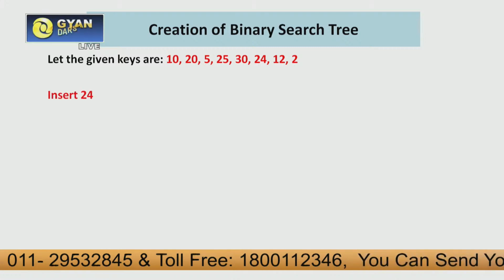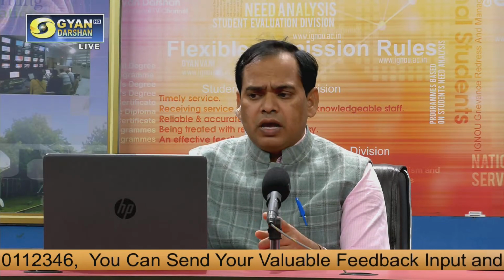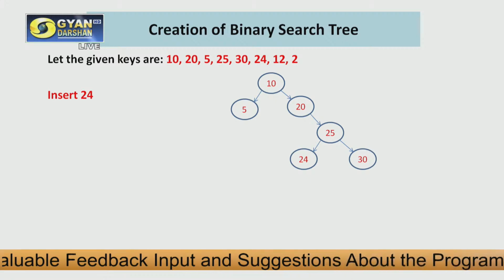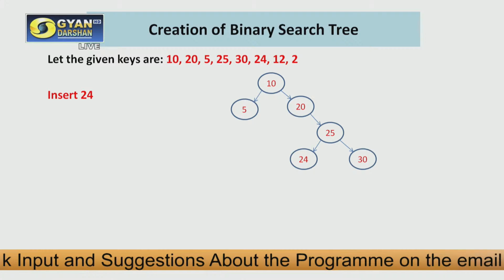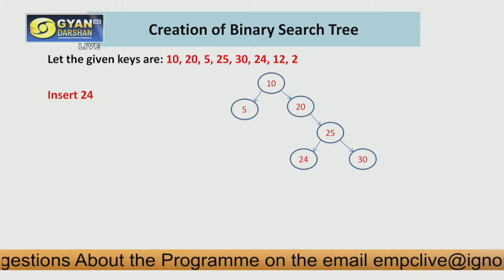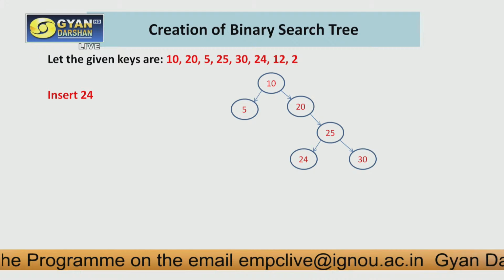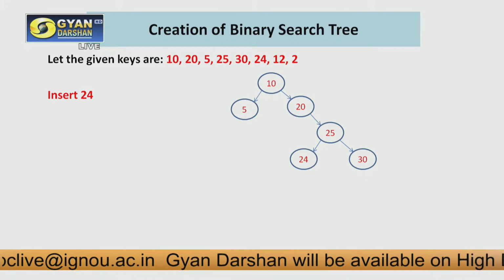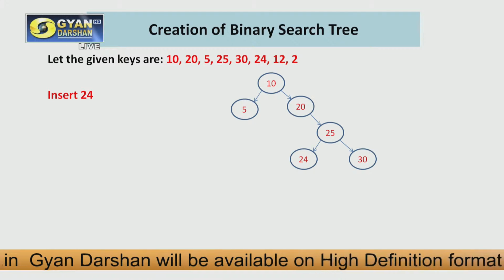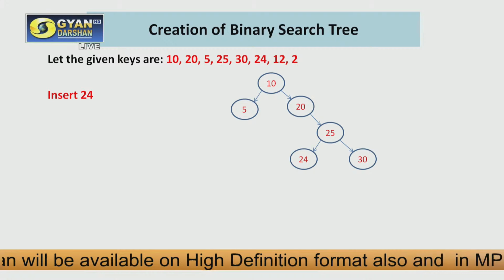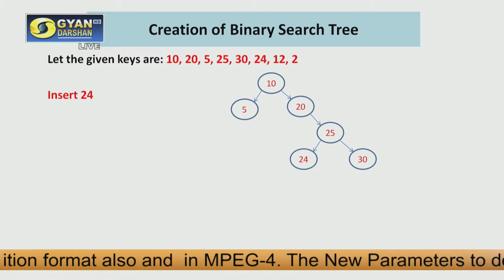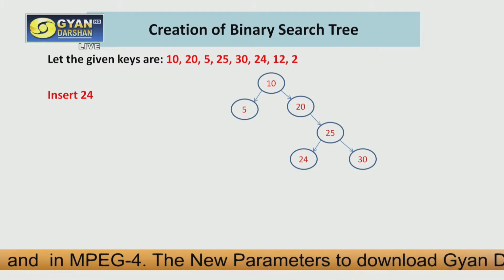So after 30 we have 24. Again we will start comparing it with the root, and we know that it is greater than the root, that is 10. Then it will be compared with 20, still it is greater, and then it will be compared to the right child of 20, that is 25. Here 24 is smaller than 25, so it will be inserted as the left child of 25, and after inserting this 24 the binary search tree will look as it is shown here in this slide.